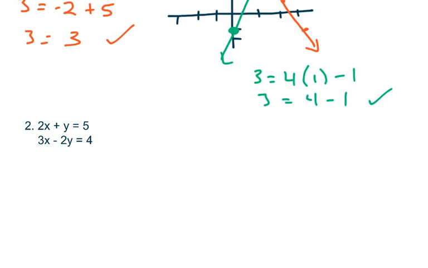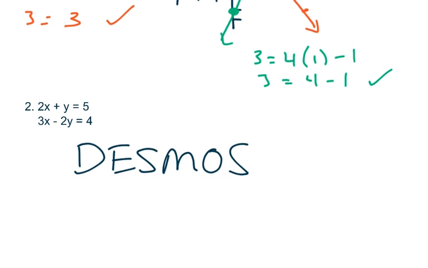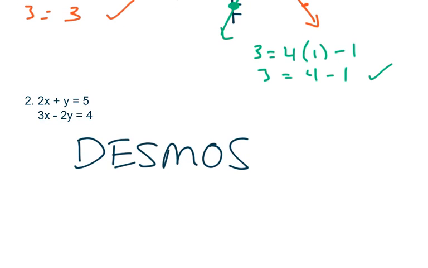2x plus y equals 5, 3x minus 2y equals 4. If you wanted to do this by hand, you certainly could. Like I said, it might take you a while. It's a little more labor intensive. I'm going to show you a little shortcut, and that shortcut is called Desmos. If you search Desmos in Google and look for graphing calculator, it's the first thing that pops up.